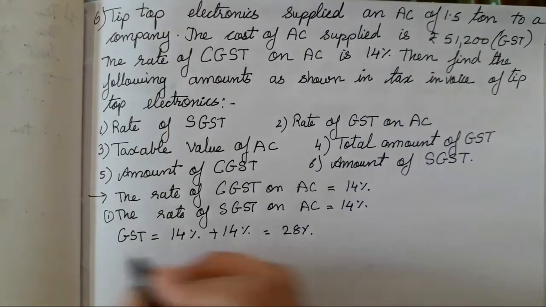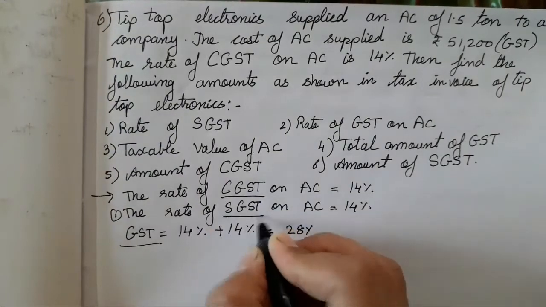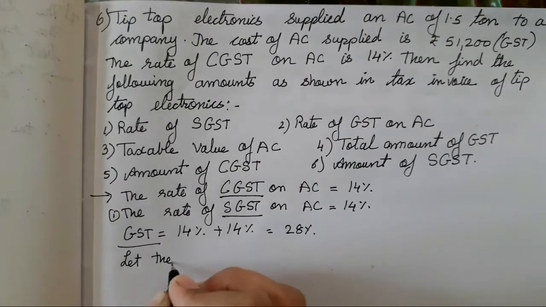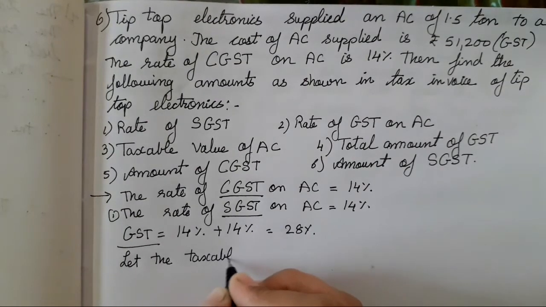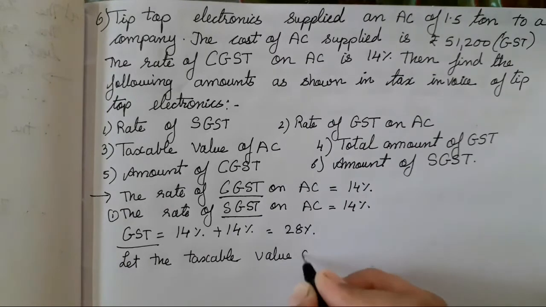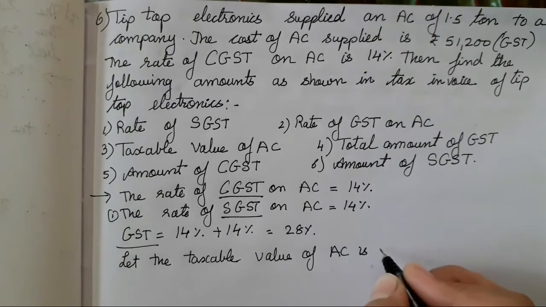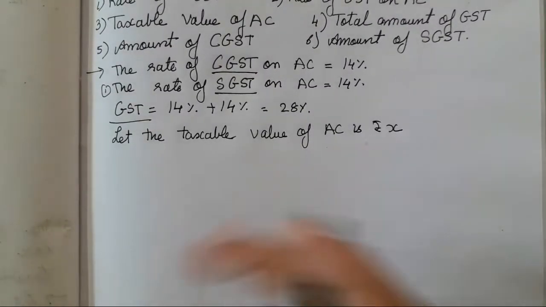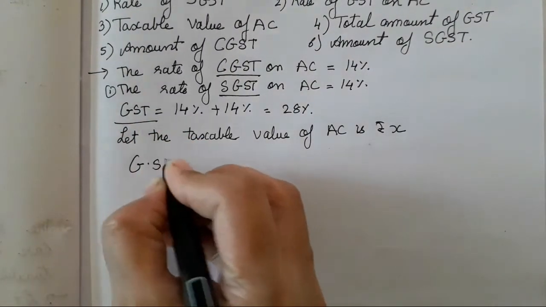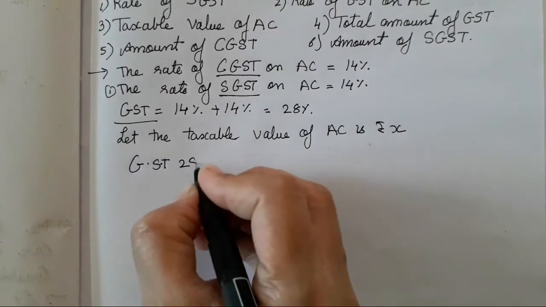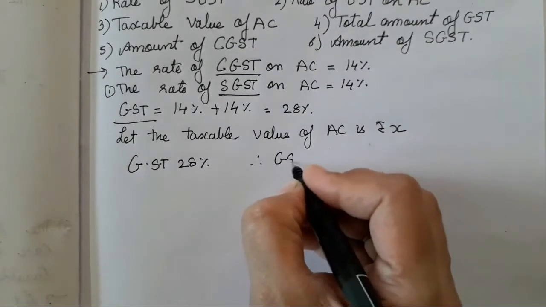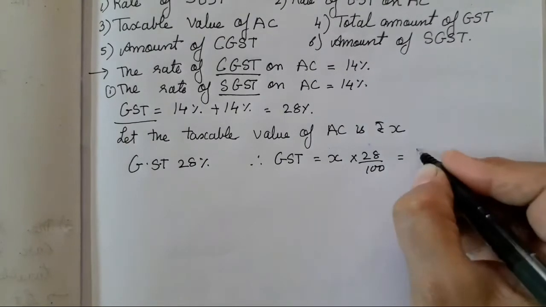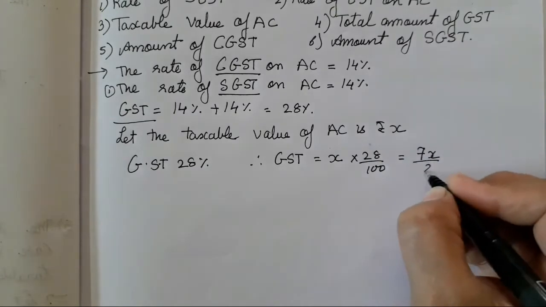You all have to add this in order to get GST. You all have got CGST now, SGST and GST, everything. Now let the taxable value of AC be rupees X, because we don't know the taxable value, that is why we are substituting it as X. But we know GST, which is 28%. Therefore GST is equal to X into 28 upon 100, which is going to be 7X upon 25.